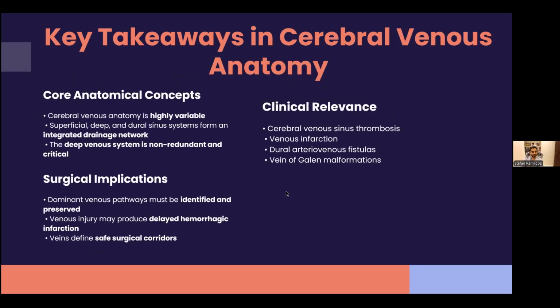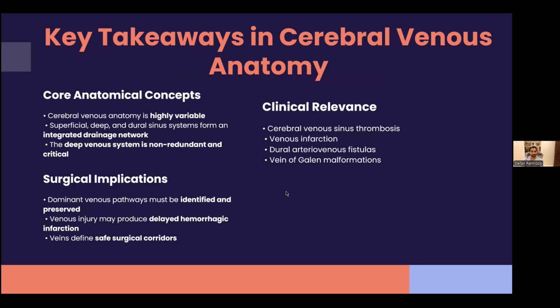So to conclude, cerebral venous anatomy is highly variable and consists of three main interconnected systems: your superficial cortical veins, your deep venous system, and your dural venous sinuses, which form an integrated network responsible for your overall cerebral venous drainage. From a surgical point of view, the deep venous system is particularly critical because it lacks any significant redundancy, which makes it very high risk to operate around and devastating if injured. So dominant venous pathways must be identified and preserved when possible.